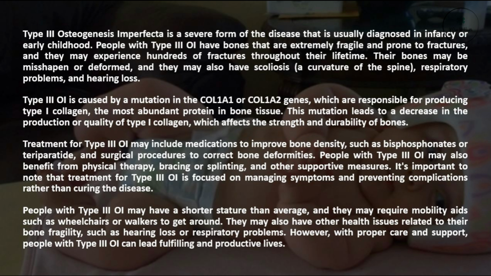People with type 3 OI may also benefit from physical therapy, bracing or splinting, and other supportive measures. It's important to note that treatment for type 3 OI is focused on managing symptoms and preventing complications rather than curing the disease. People with type 3 OI may have a shorter stature than average, and they may require mobility aids such as wheelchairs or walkers to get around. They may also have other health issues related to their bone fragility, such as hearing loss or respiratory problems. However, with proper care and support, people with type 3 OI can lead fulfilling and productive lives.